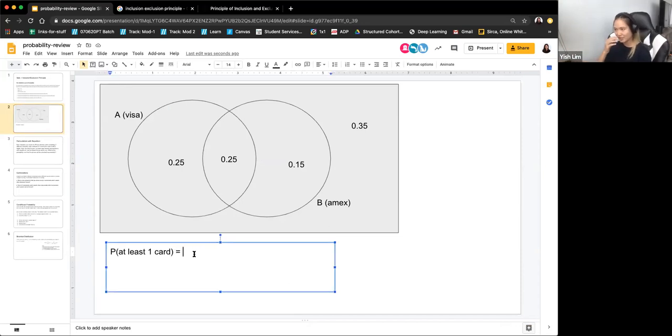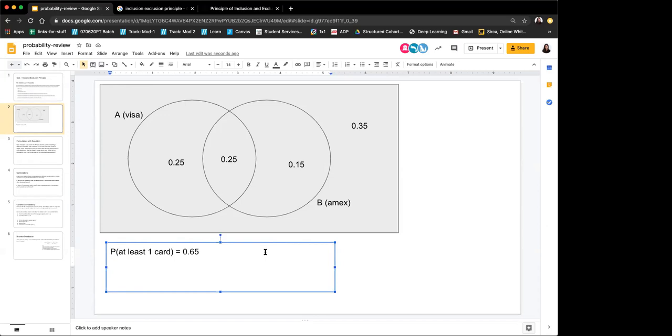So at least one card, I would just add up these 3 numbers. It would be 0.25 plus 0.25 plus 0.15, which is 0.65. Or you could do 1 minus 0.35. Both give you the same numbers. But you can see because I've already given each space in this Venn diagram a number, it's a lot easier to come up with the answers. So probability of at least one card, 0.65. In this case, you can also use the inclusion exclusion principle.